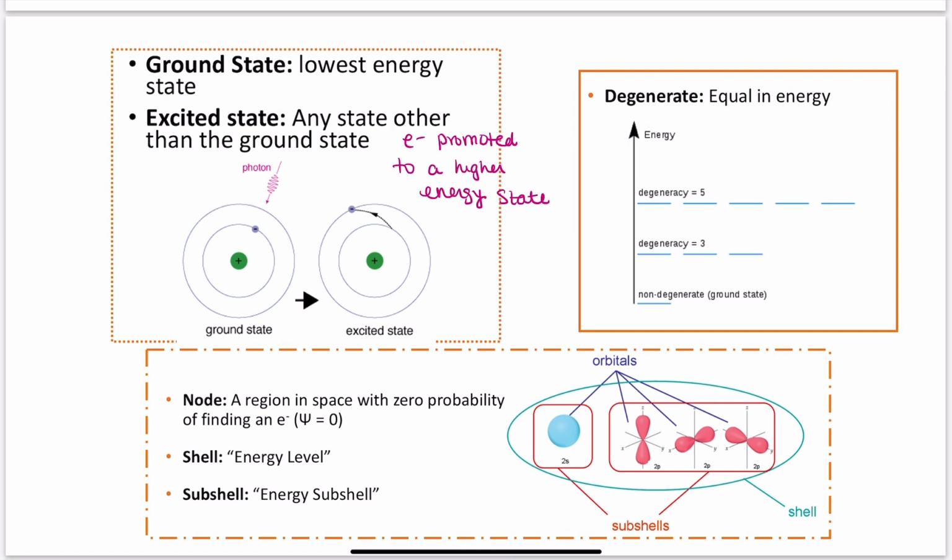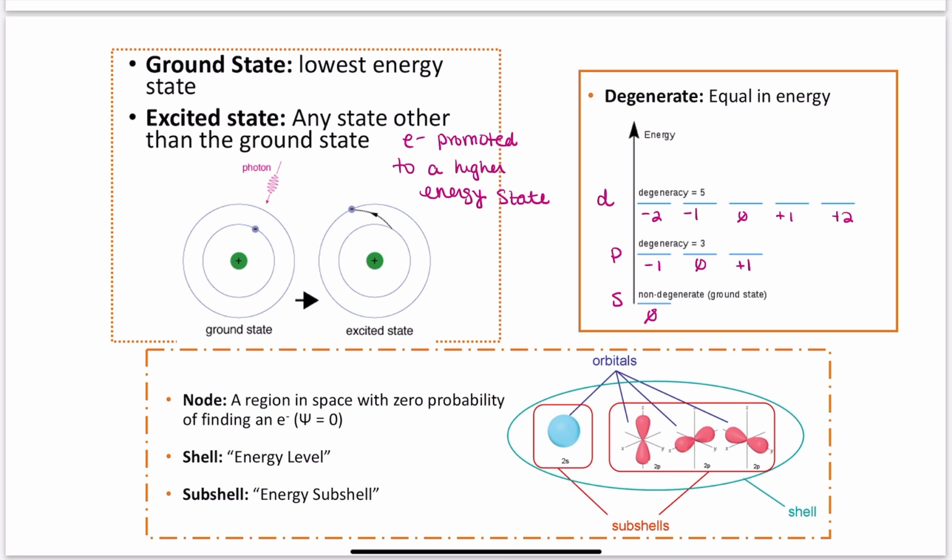And again, degenerate, I said, means equal in energy. And so our s orbitals only have one orbital shape. So they're non-degenerate, it only has one orbital. But p's have three. Their m sub l's are negative 1, 0, and 1. Those are all equivalent in energy. My d orbitals have 5 m sub l values, negative 2, negative 1, 0, plus 1, plus 2. They are all equivalent in energy.